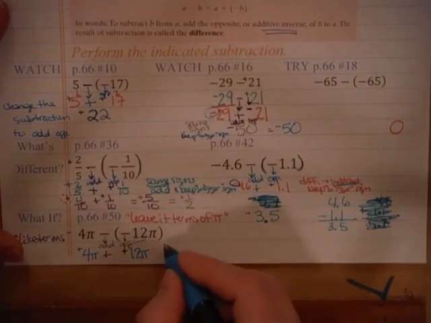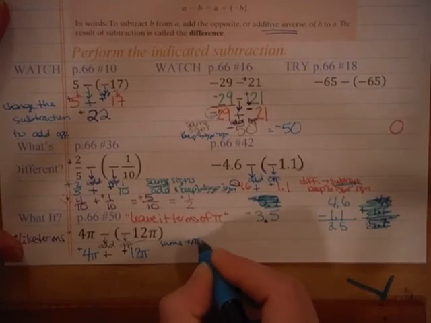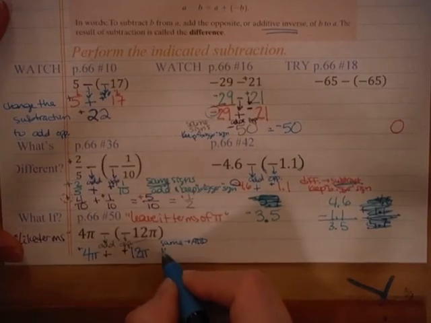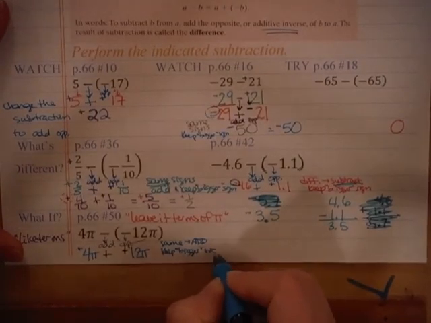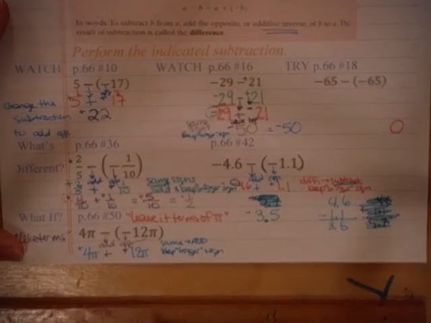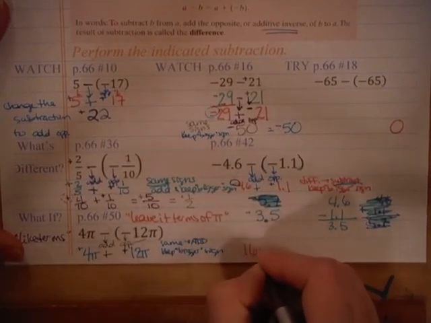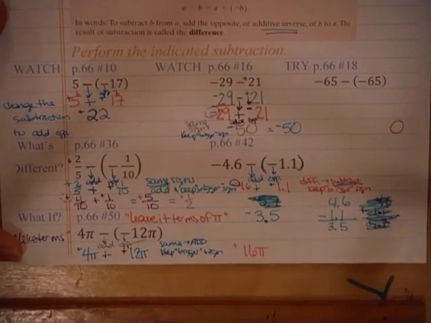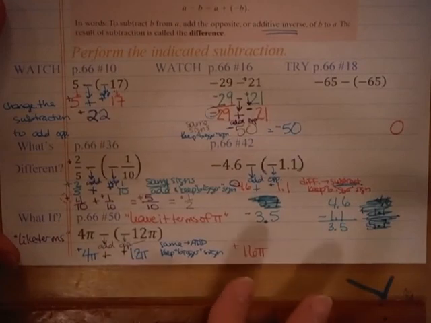And we've got same signs, so we're going to add. The same leads us to remember the key word of sum, which means to add, and then we keep the bigger sign, and of course, in this case, the answer is going to be positive. So 4 pi plus 12 pi, 4 and 12 is 16 pi, and that answer is going to be positive. So 16 pi.